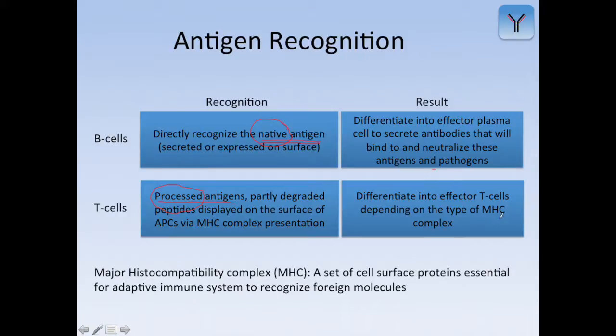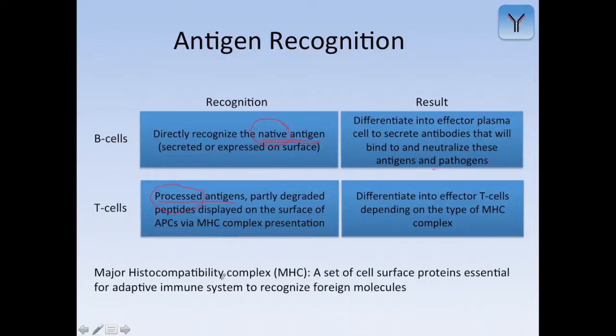So there's a few different types of MHC complexes, and we'll talk about that in another lecture. But depending on which type, it can help it differentiate into helper T cells, cytotoxic T cells, and regulatory T cells as well. Again, those are the three types we mentioned in the previous lectures.